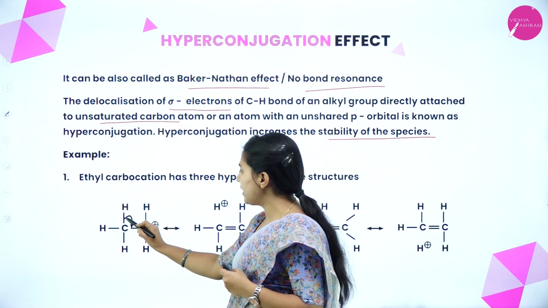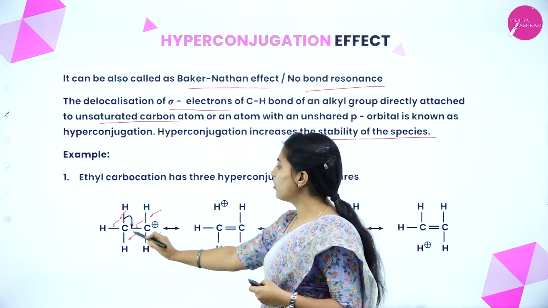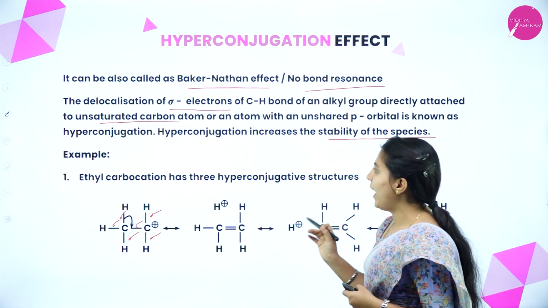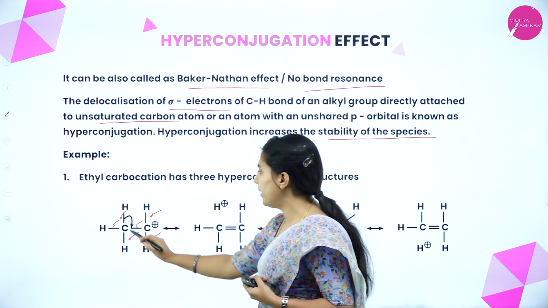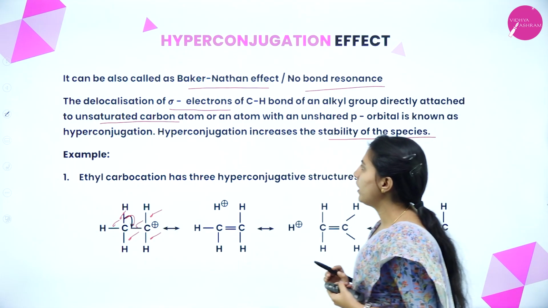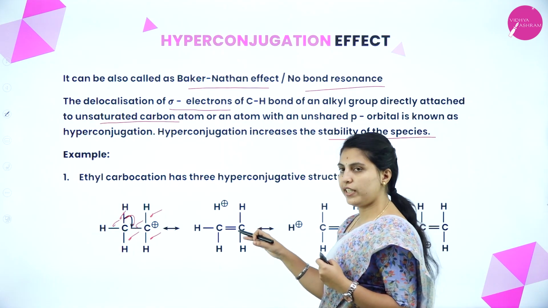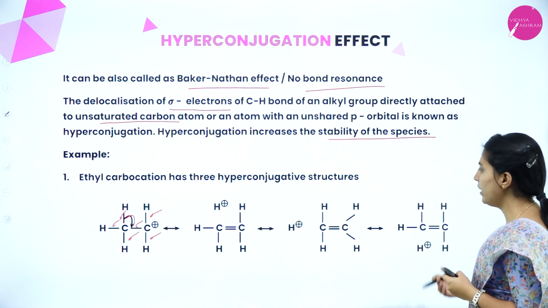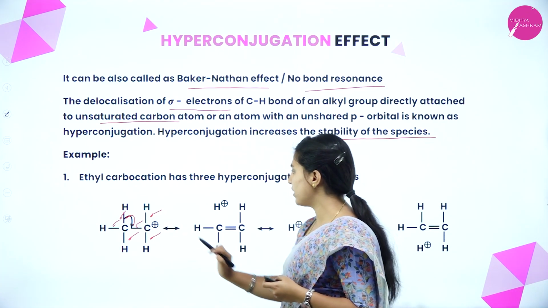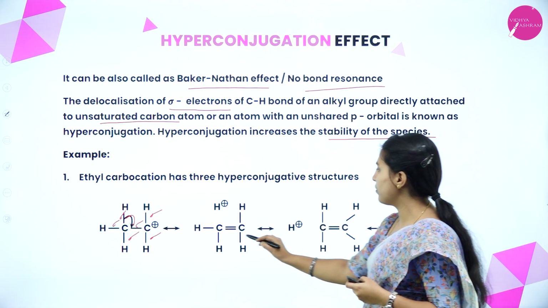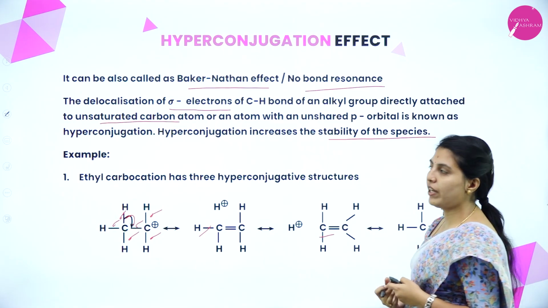See, first point, these are all sigma electrons. Whatever the sigma bonds are present, those are all sigma electrons, single bonded, and all are moving to the directly attached unsaturated system, and it is forming the unsaturated system. See here. Okay, that will be called hyperconjugation. All are first a saturated system moving towards the unsaturated system, and it has 3 hyperconjugative structures. Here one hydrogen is moving out, and here 3 hydrogens are moving out. So 3 ways are present.